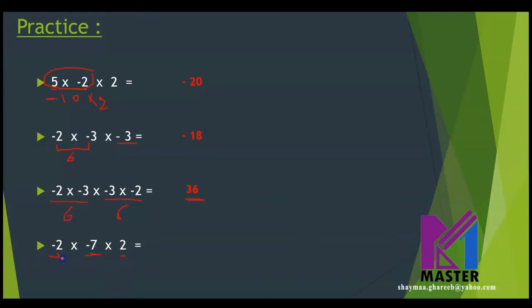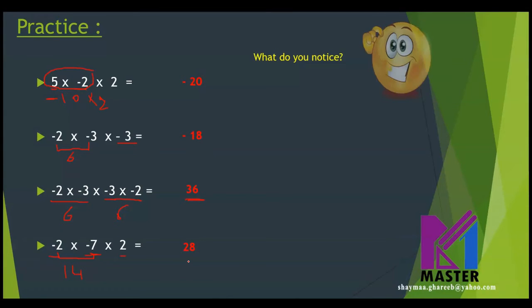Negative 2 times negative 7 times 2. So the first two numbers together give a positive number, which is 14. 14 times 2 gives 28. So what do you notice here?